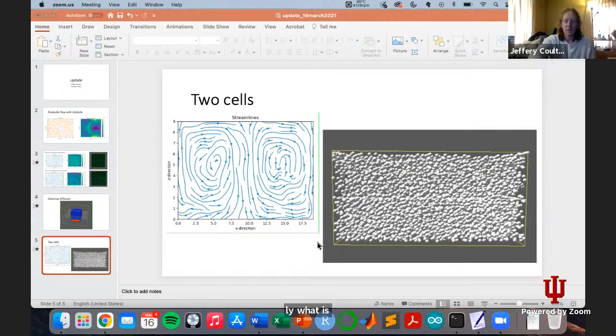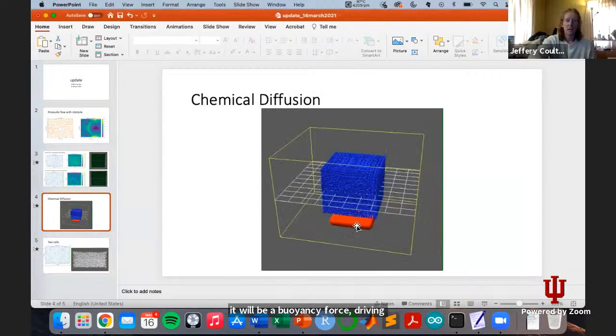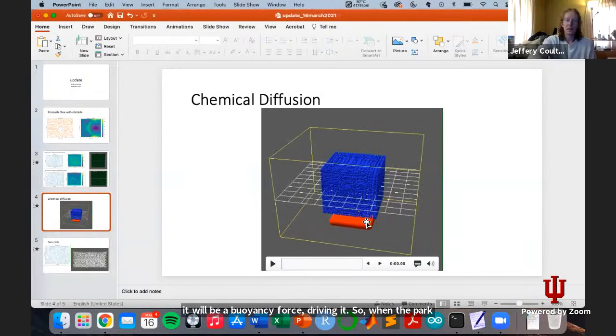This is just, there is force along this wall and this wall, on this side that is driving it. But in the paper, it will be a buoyancy force driving it. So when the particles interact with this, the products of the reaction will become lighter, like this red square. They'll become lighter and move up, and then others will fill their place and react and move up.